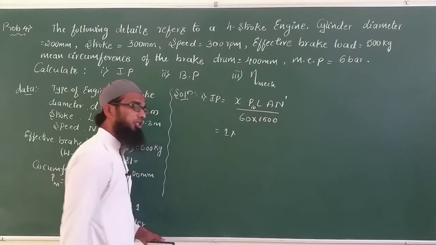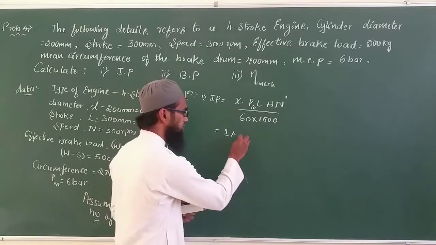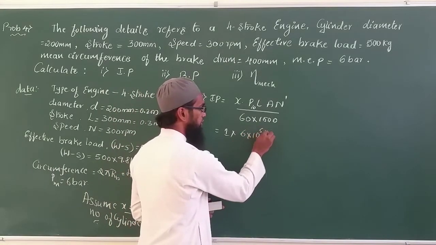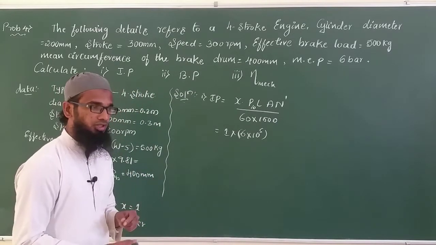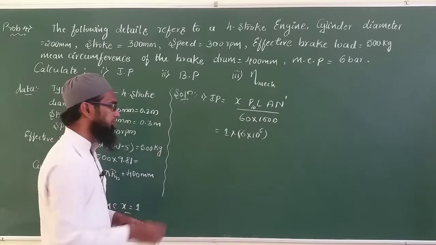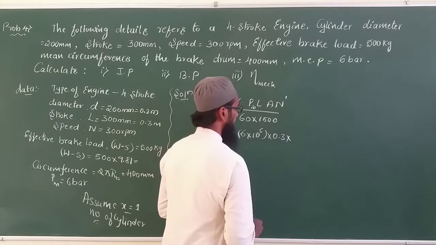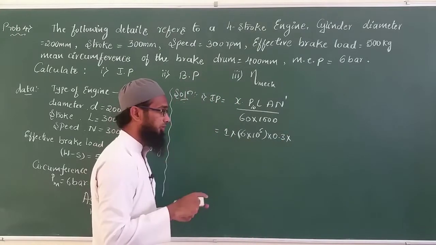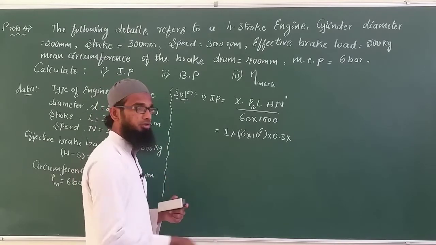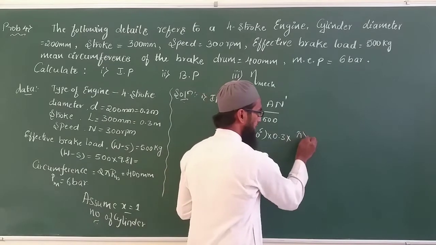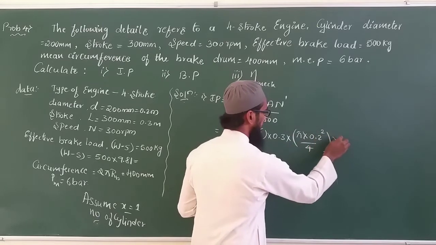Now the mean effective pressure we need to substitute in Newton per meter square, but he has given it in bar. So I take 6 into 10 power 5 Newton per meter square. The length is nothing but the stroke length, 300 mm, which in meters becomes 0.3. The area becomes pi d square by 4, where the diameter of the cylinder is 200 mm, so I take pi into 0.2 square by 4, which gives the area of the cylinder.